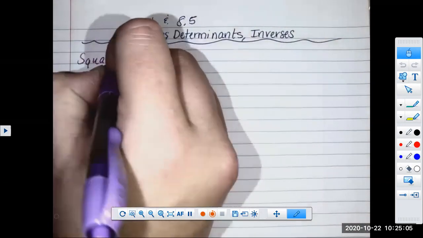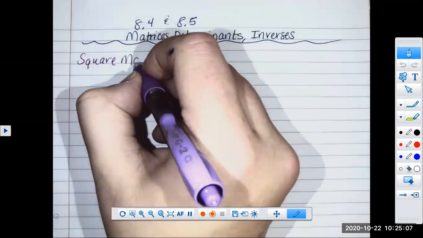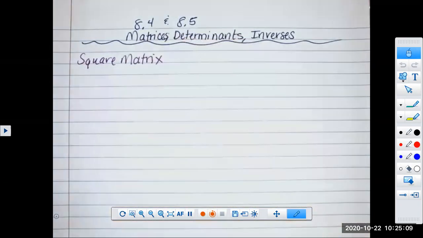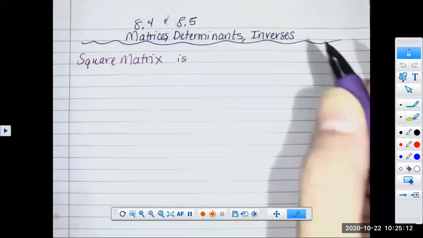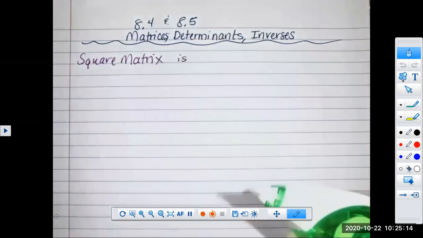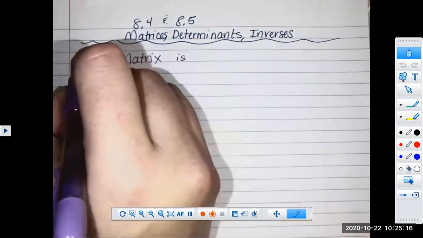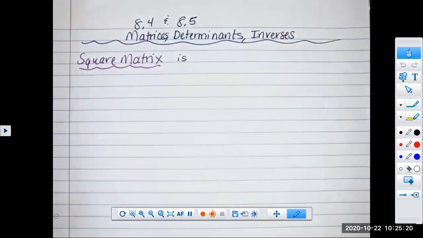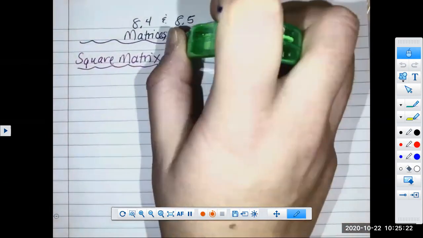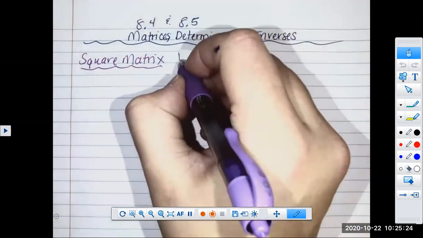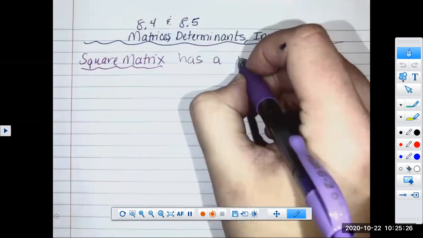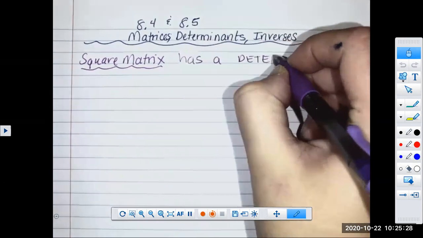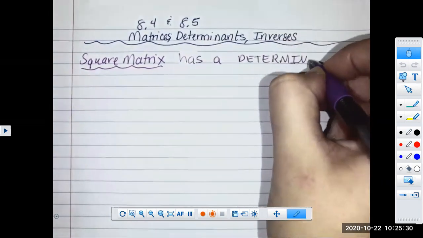Okay, so associated with every square matrix is a determinant. Do y'all remember hearing that last year, determinant?